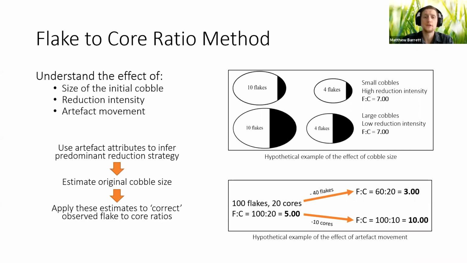So to understand what the flake to core ratio means in terms of artifact movement, and by proxy human movement, we need to take into account the other two factors. A method of correcting the flake to core ratios according to initial cobble size was employed, and this effectively removes the skew in those values caused by overly large and small cobbles. I'm aware of keeping to time, so won't go into the method in any detail, but I'm happy to answer any questions about it. But essentially, it involves using artifact attributes to infer the predominant reduction strategy used, and then from that, estimate the original cobble sizes. These estimates are then used to correct the observed flake to core ratios.